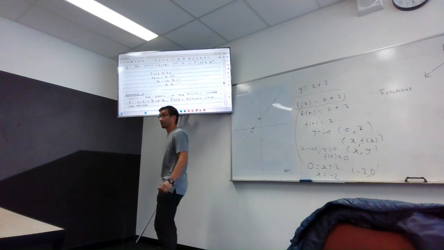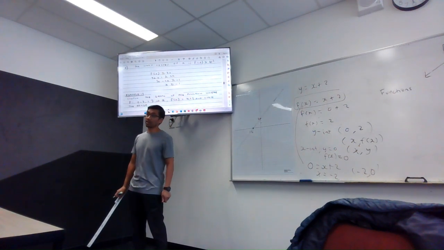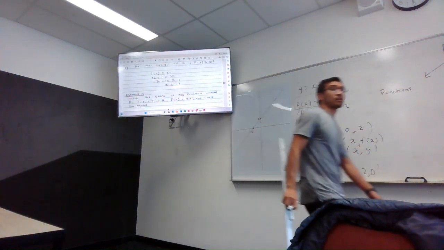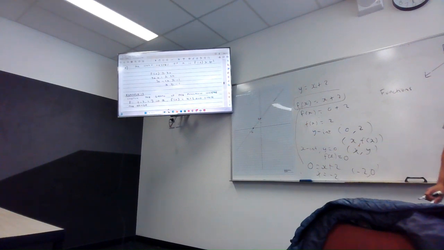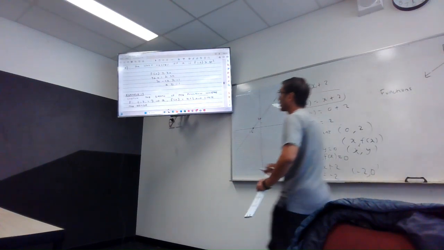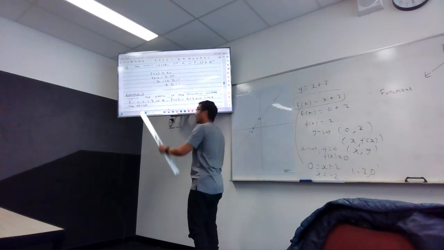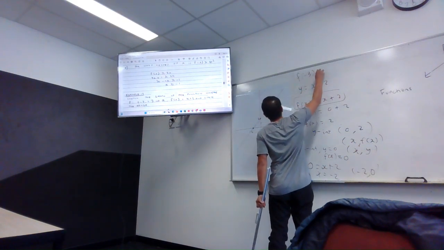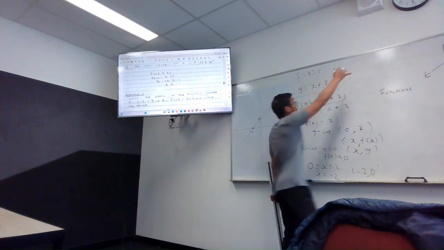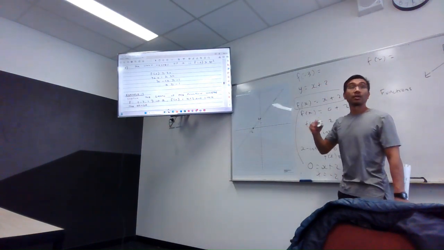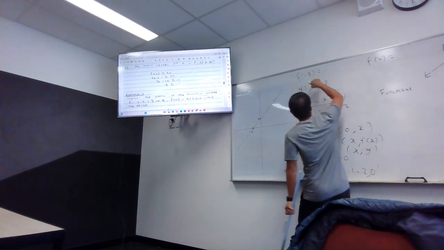But what are we going to do to this line? What do we need to do to this line? Apply the domain. So we are only interested going from -3 to 2. So it's in our best interest to see what's happening at x equals -3. It's also in our best interest to see what's happening at x equals 2.